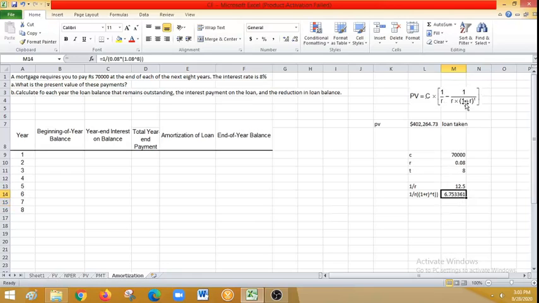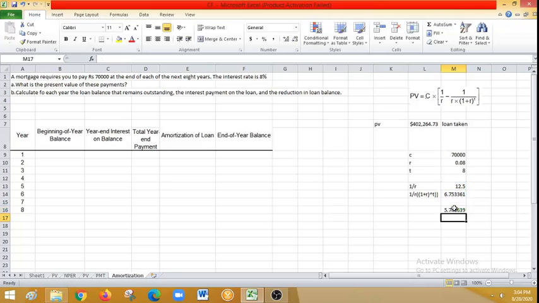1 by r minus this function, 1 by r into 1 plus r to the power of t. Okay. So equal to, this one, 1 by r, minus this one, 1 by r into 1 plus r to the power of t. So this is the value I am getting.